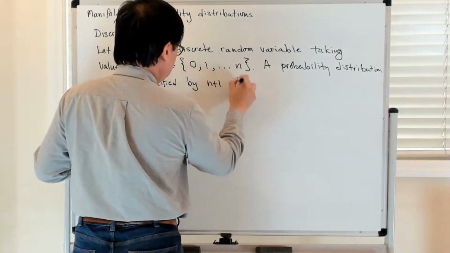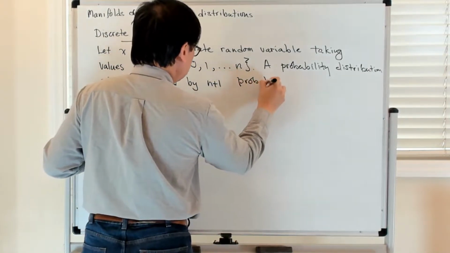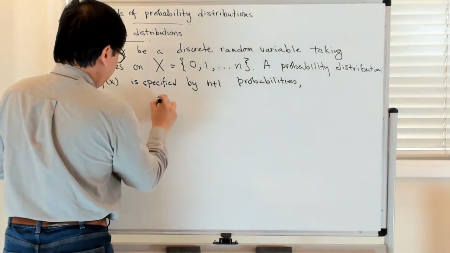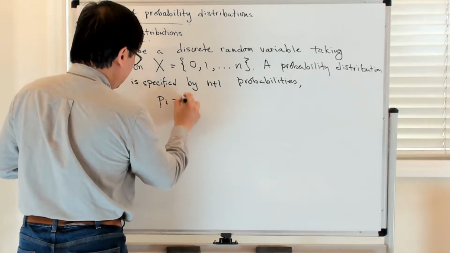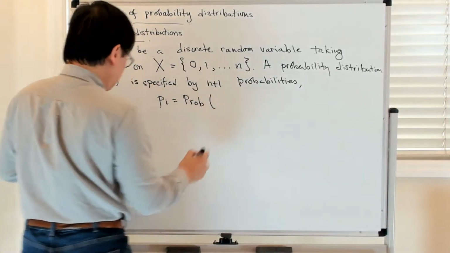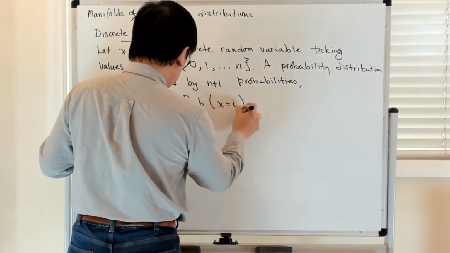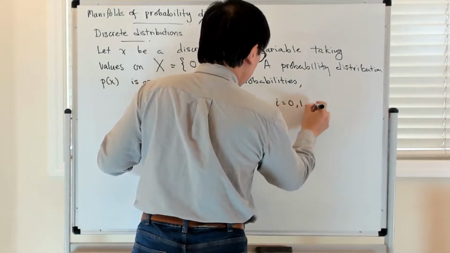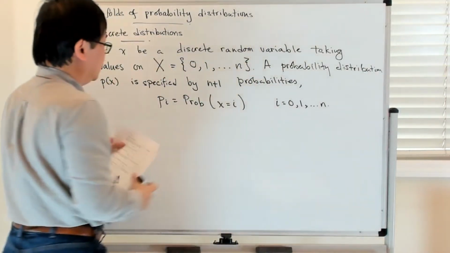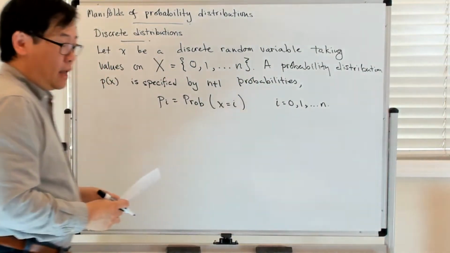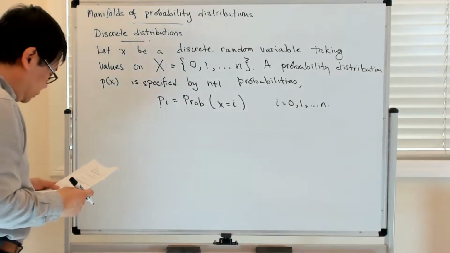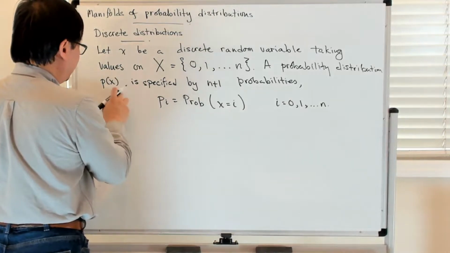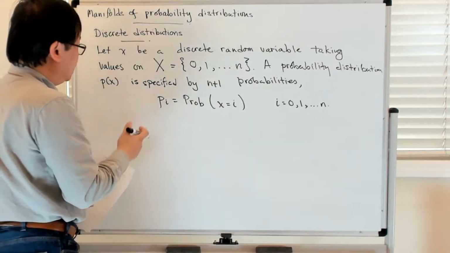So n plus 1 of these probabilities, which I'm going to denote by P sub i. So P sub i is the probability that X is equal to i, and then i goes from 0 all the way up to n. So i is enumerating this set X of possible outcomes.